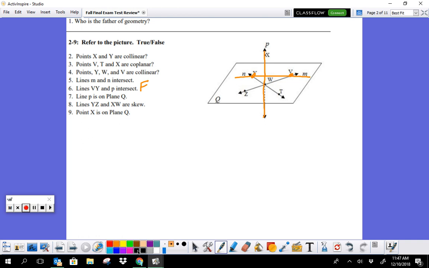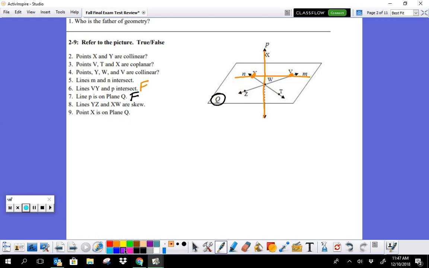Number 7, line P is on plane Q. Okay, here's your Q. So that's plane Q, that whole plane there. Line P, again, that's like a pencil going through your paper. Okay, so it's not on plane Q, it's going through plane Q, so that one's also false.